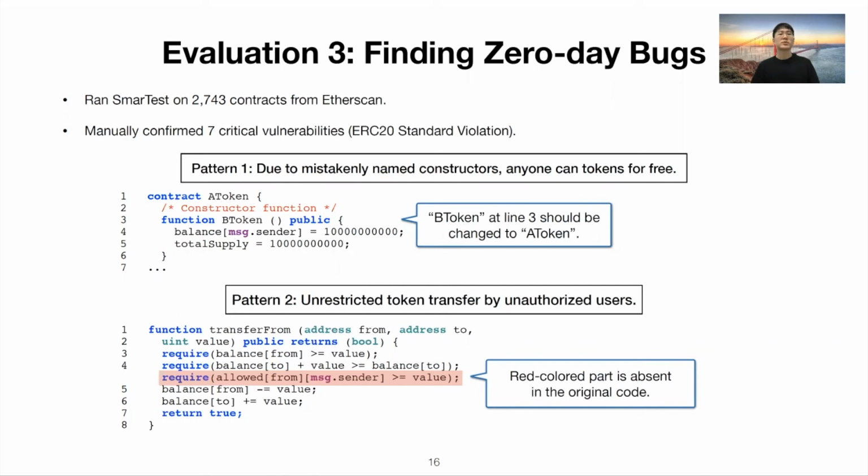The second pattern is a case where unauthorized users can send the tokens without restrictions. Specifically, in ERC20 token contracts, the transferFrom function should be invoked by authorized users. However, since the red colored part is absent in the original code, unauthorized users can transfer tokens without any restrictions.